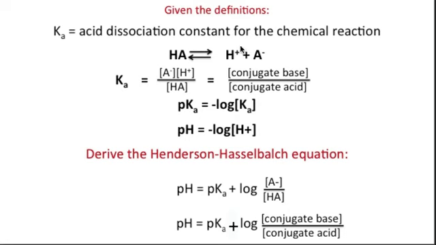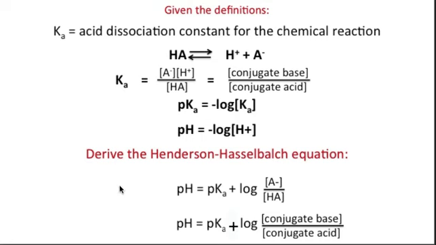So, we've been given these definitions of pKa, Ka, pH, and chemical equilibrium. Can you derive the Henderson-Hasselbalch equation, which says that the pH is equal to the pKa plus the log of A minus over HA? You can try to derive it. It's worth a little bit of a stab.